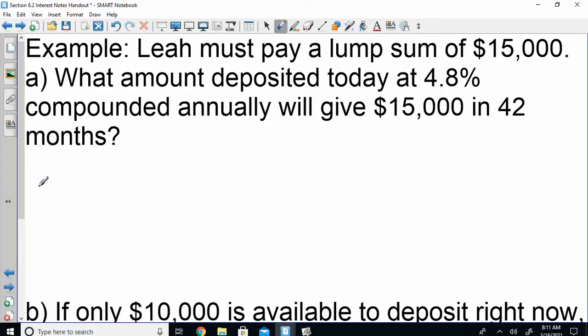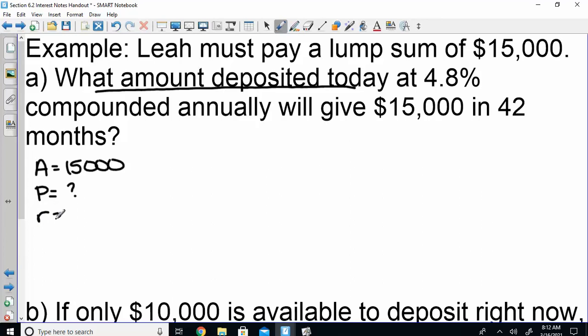Next example. Leah must pay a lump sum of $15,000. Part A. What amount deposited today at 4.8% compounded annually will give $15,000 in 42 months? Okay, so let's go through our variables. What does this 15,000 represent? It's A. It's what we want in the future. She needs 15,000. That is our future value. P is what we have right now, and that's what I'm trying to find. What amount deposited today? I'm trying to find what she has right now.